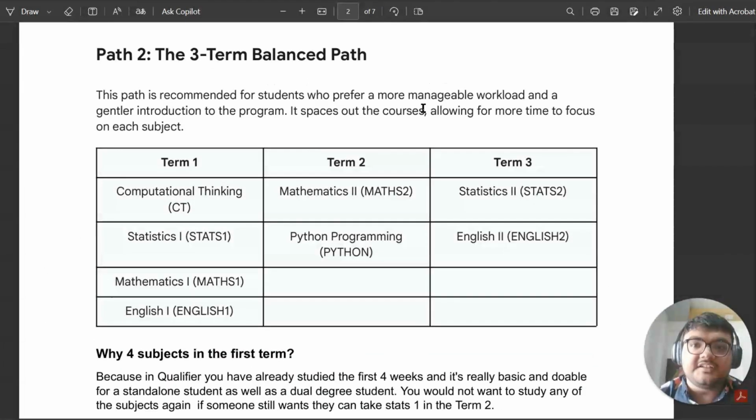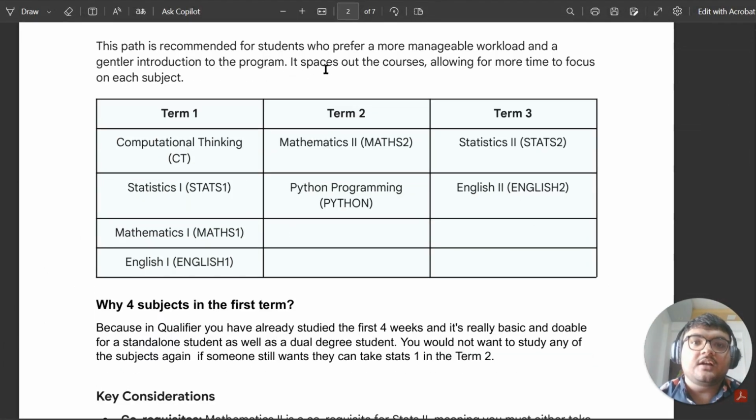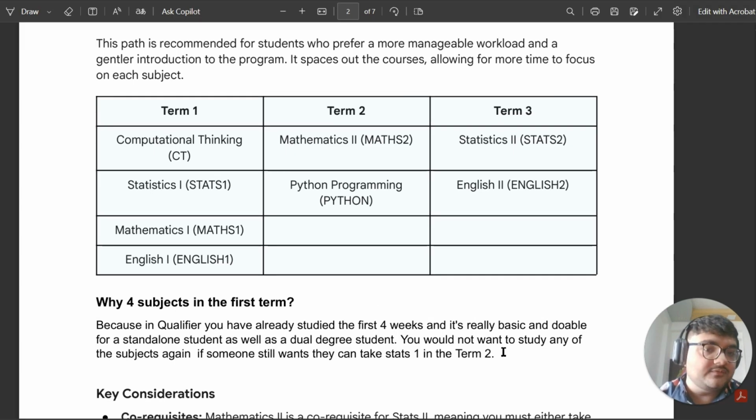Other than that, you can take the three-term balance path. It spaces out the courses, allowing for more time to focus on each subject. In the first term, it is not suggested to split this anywhere, because anyway in the qualifiers you will be studying four weeks of the subjects. Why force this in the first term? It's really basic and doable for a standalone student as well as a dual degree student. You would not want to study any of the subjects again. But if someone still wants, they can take Stats 1 in term 2. So they can replace Stats 1 and shift it to term 2, and then they can take 3, 3 and 2.